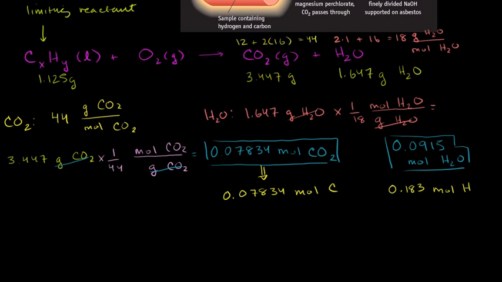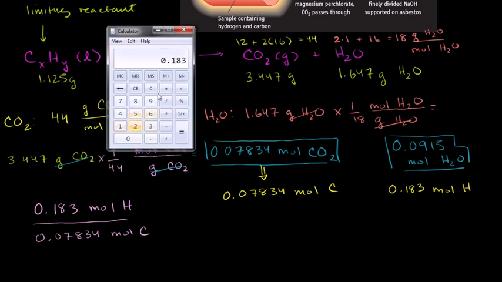And now let's figure out the ratio of hydrogens to carbons. That's pretty easy. We just take the ratio of that to that. So the ratio of hydrogens to carbons is 0.183 moles of hydrogen in our product for every 0.07834 moles of carbon in our product. And somehow we have to make this into some type of whole number ratio. Let's see whether we can do anything here.